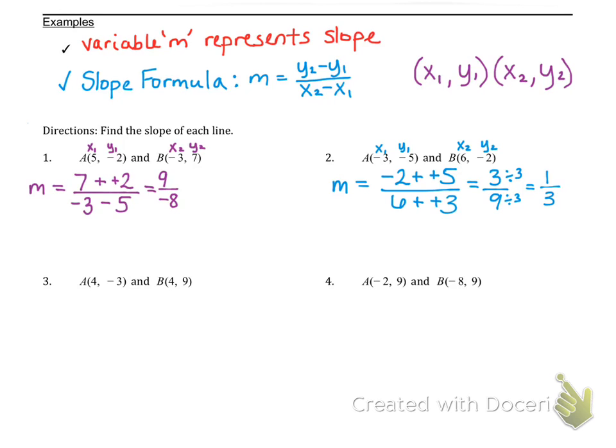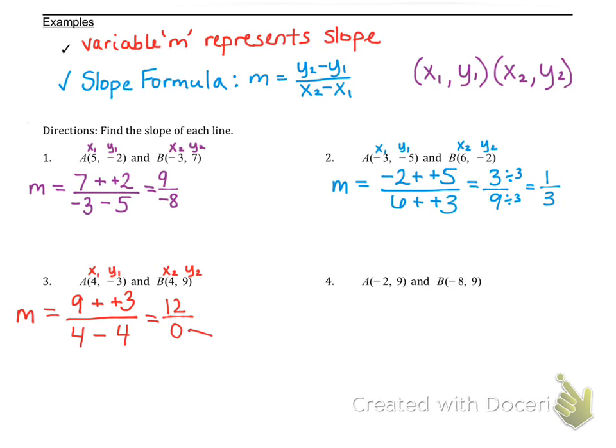Number 3. Again, first I'm going to label x1, y1, x2, y2. Now I'm going to use my slope formula, which is y2, which is 9, minus y1, which is a negative 3, over my x2, which is 4, minus my x1, which is 4. So 9 minus a negative 3, that turns into a plus, so 9 plus 3 is 12, over 4 minus 4 is 0.